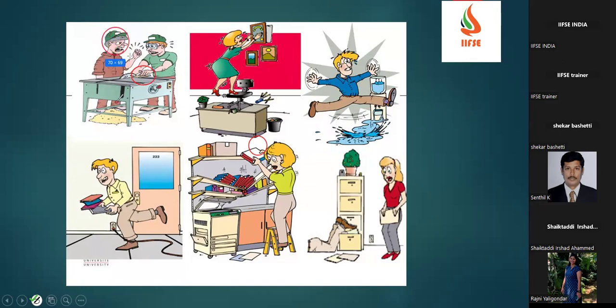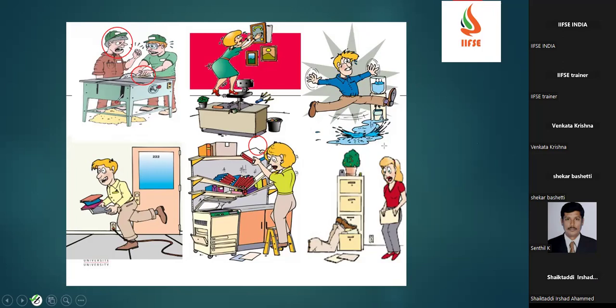Okay. What about the second picture? Someone is standing on the chair. Okay, she's using a chair instead of using a proper working platform. I expect one answer from one participant.